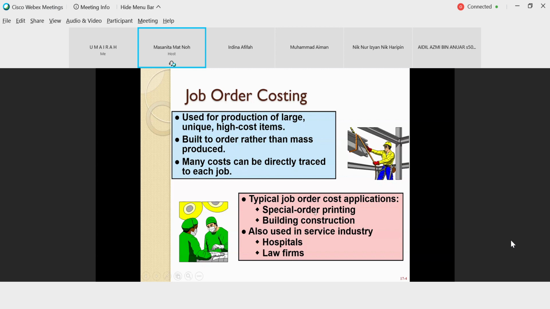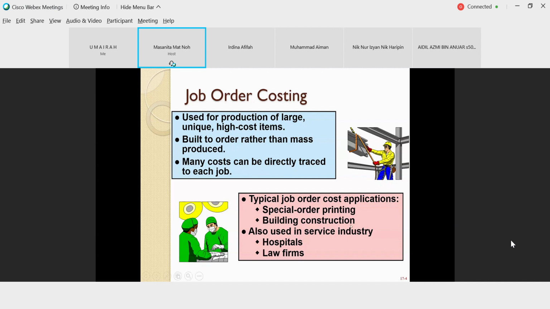Right, typical job order costing application. Contoh yang biasa ni ialah macam special order printing. Right, contoh macam kalau katalah awak nak kahwin lah nanti, okay, awak nak kena print card, invitation card, lepas tu you nak print juga you punya banner lah, whatever lah yang berkaitan dengan your wedding ceremony tu, okay, so benda tu kena special order lah, dia tak boleh ambil siapa-siapa punya nama letak je kat situ kan. Maksudnya dia kena specific to your request tu as a client of the company.